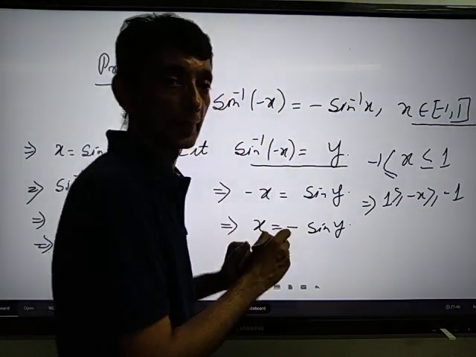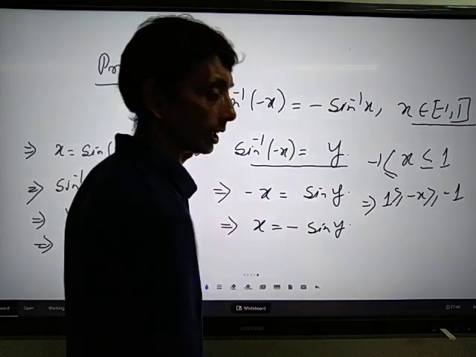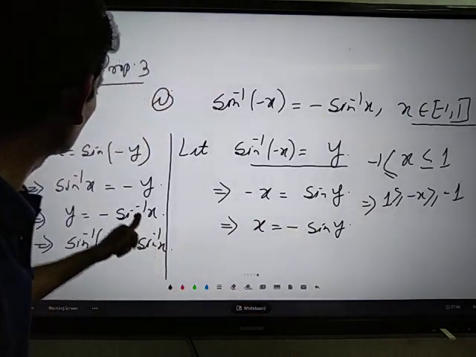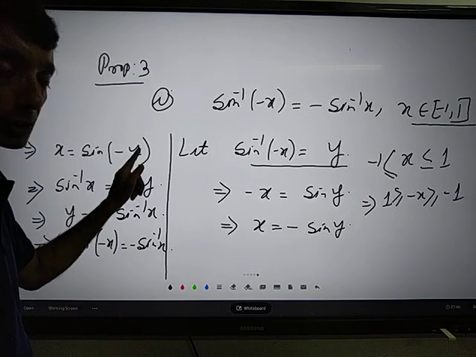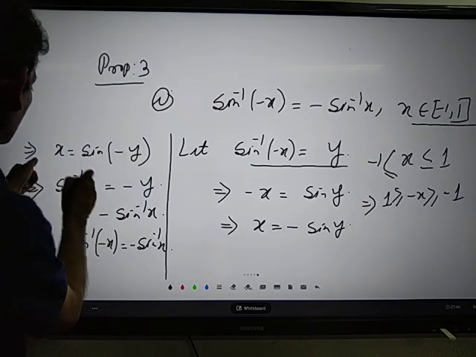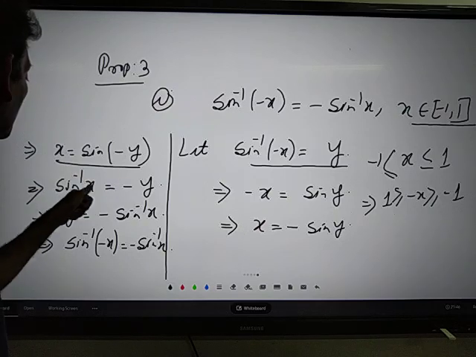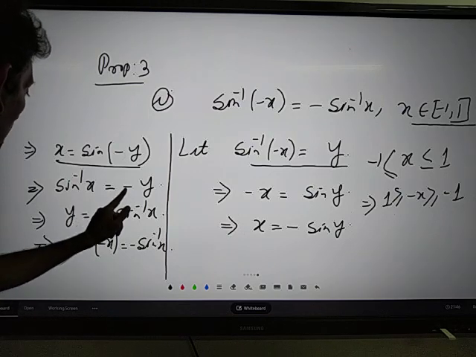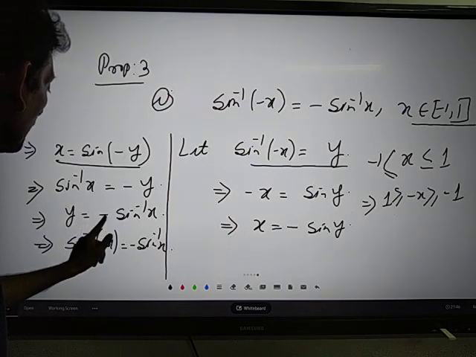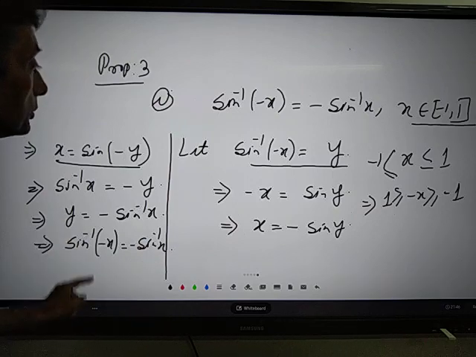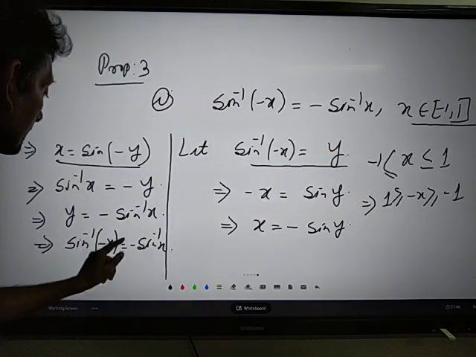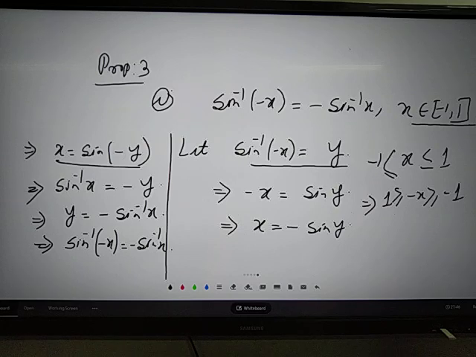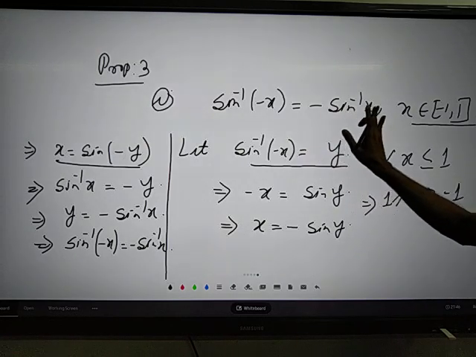Therefore minus x is equal to sine y, and I hope you have gone through the steps. x is equal to minus sine y, transposing this sign, and we know that minus sine y is equal to sine of minus y. Therefore, again you can take the inverse, that is minus y equal to sine inverse x. So y equal to minus sine inverse x, and replacing the value of y, sine inverse of minus x equals minus sine inverse x. This is the proof of sine inverse minus x equal to minus sine inverse x.